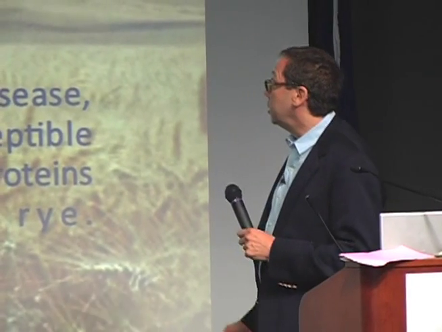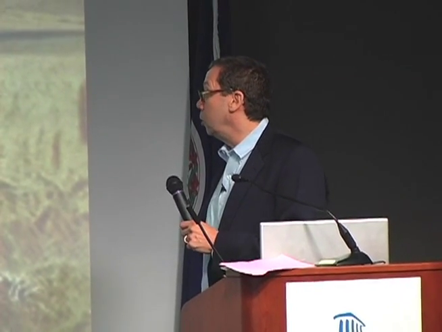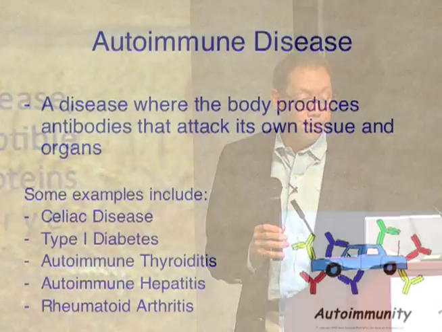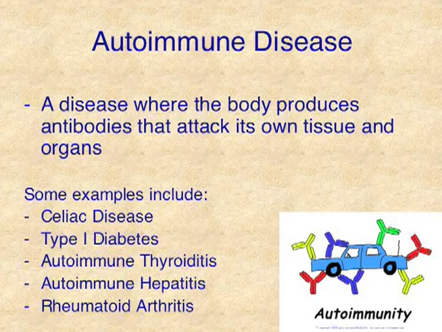So what is celiac disease? It's a systemic autoimmune disease occurring in genetically susceptible individuals triggered by gluten protein in wheat, barley, and rye. Simple enough. Not so simple. Let's look at first what an autoimmune disease is.